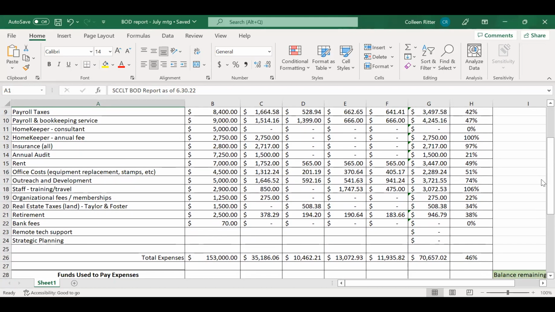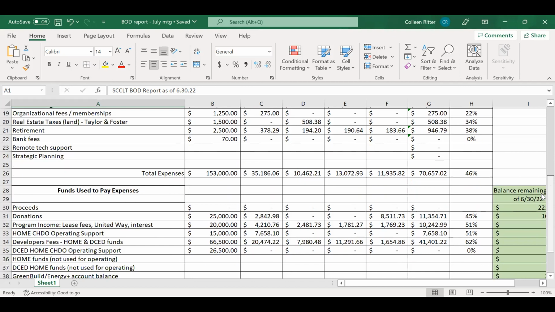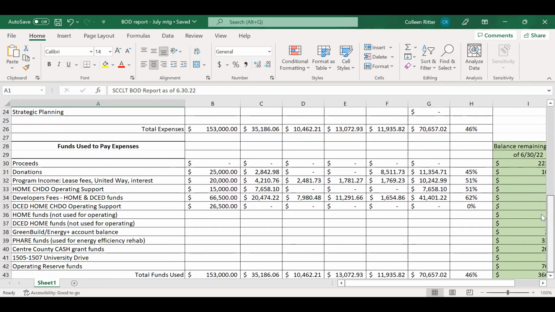Okay, and then the other question I have is under funds used to pay expenses, the third line is the program income, and it combines lease fees, United Way, and interest. And I'm just curious what we get per month or per year from the lease fees alone. Does anyone know that?